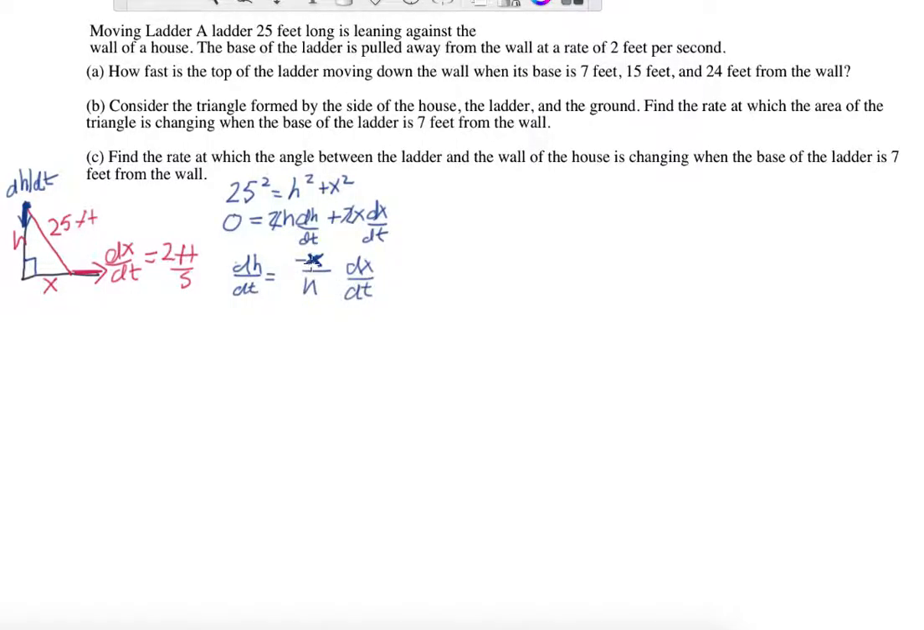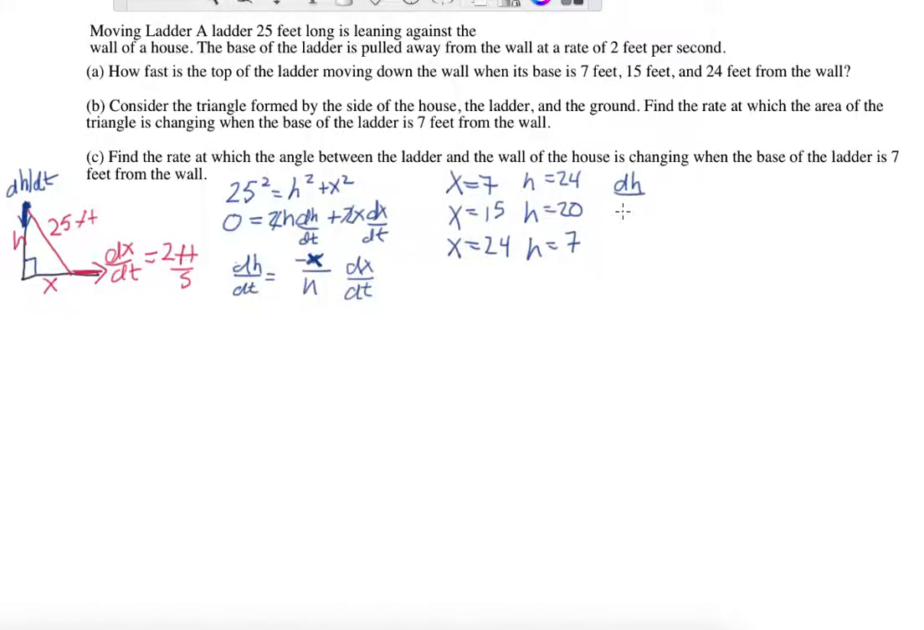Well, now all we need to do is plug in x, h, and dx dt. They give us 3 different values here. And so when x equals 7, x equals 15, and x equals 24, well, we have a right triangle, so we can use the Pythagorean theorem, but these happen to be triples if the hypotenuse is 25. So if x is 7, h is 24. If x is 15, h is 20. And if x is 24, h is 7. And so we can just plug in these values now.